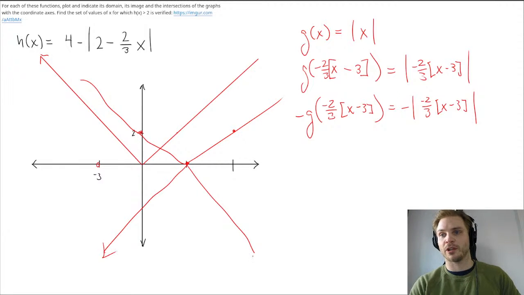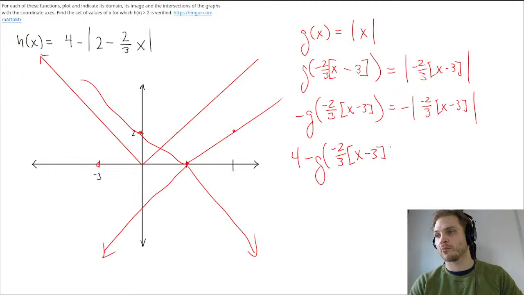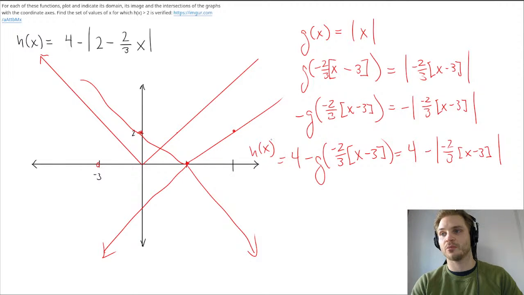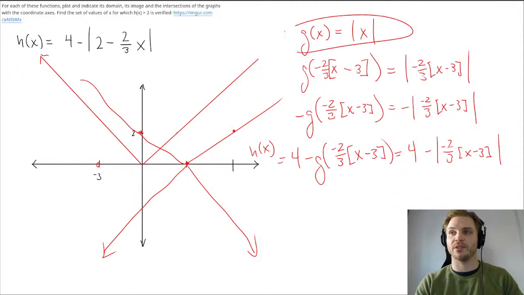Now we're down here. And then we've got one more thing, which is to add 4. So we'll add 4 to both sides. Okay. This is h of x. That's what we started with. So I just built h of x out of this function.